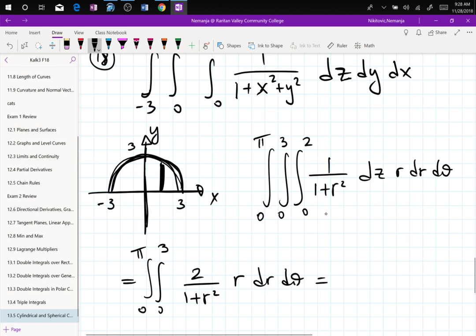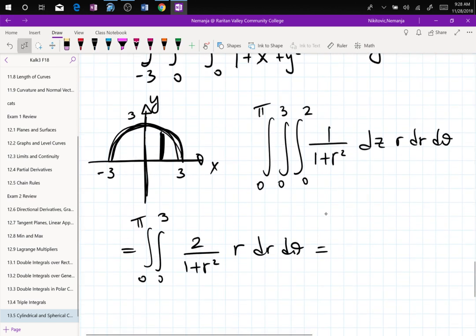Do you all see it? What's the integral? Oh, come on.